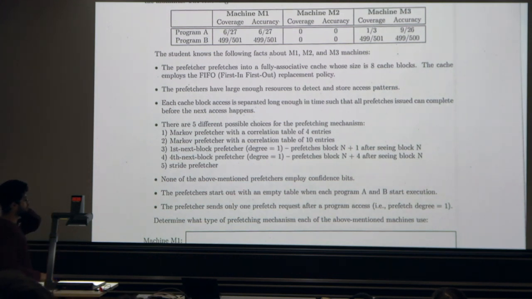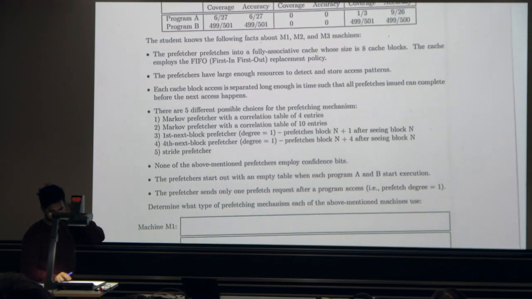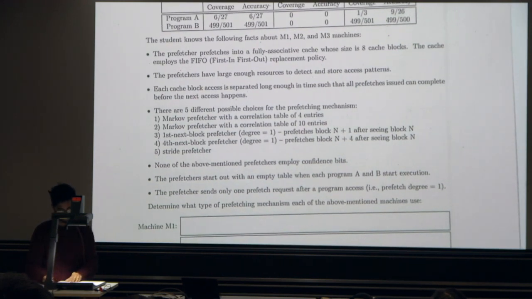So now, none of them have any confidence bit, they start with an empty table, and everything is fine, and the prefetch degree is only 1. So that means we only send 1 prefetch request for each demand access. So now the question is to determine what type of prefetching mechanism each of the above mentioned machines uses.